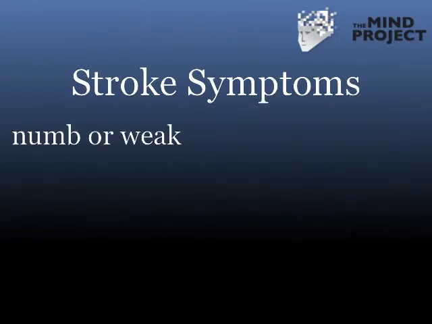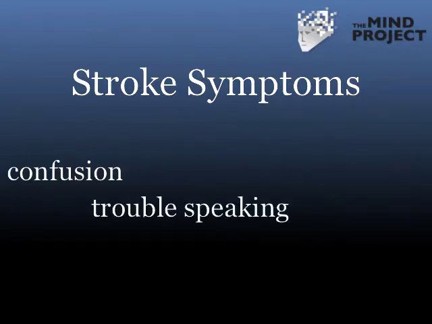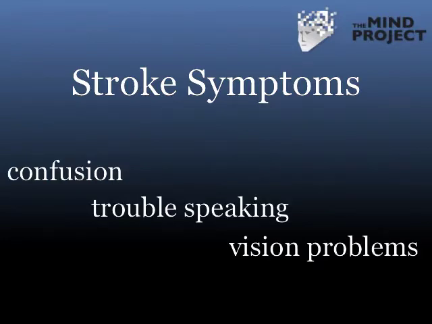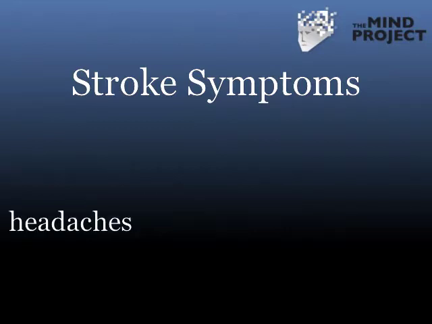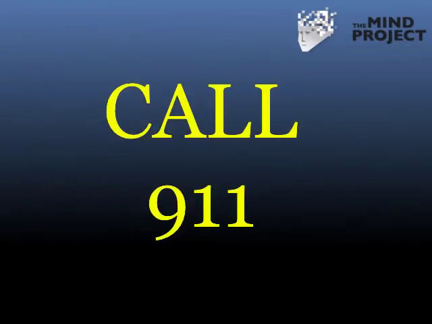Symptoms range from numbness or weakness of face, leg, or arm, especially on one side of the body, sudden confusion or trouble speaking and/or understanding speech, sudden dimness or loss of vision in one or both eyes, terrible headaches, dizziness, or loss of balance. If you suspect someone is having a stroke, call 911 immediately.